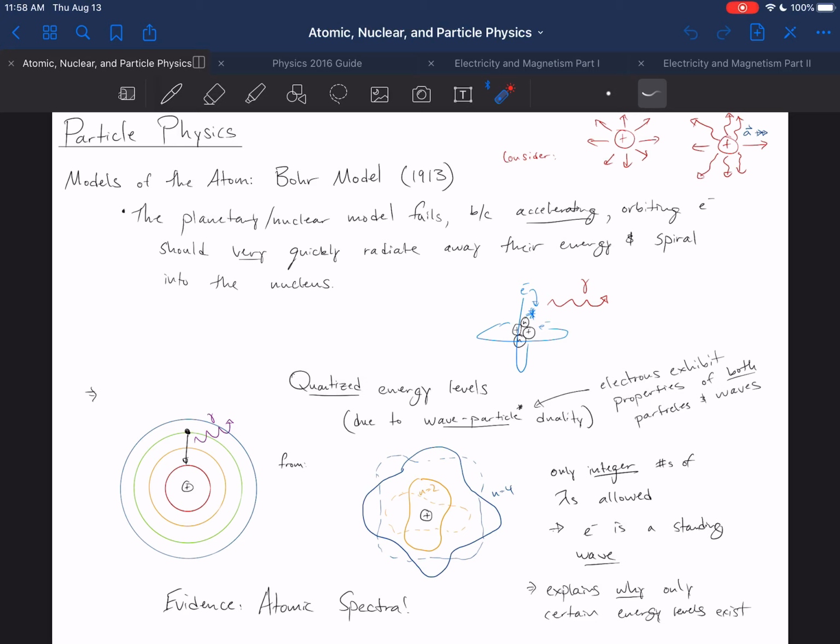So in 1913, or sort of in this time period really, there were a whole bunch of discoveries that happened around this time. But it was discovered that the planetary and nuclear model, even according to the best physics of the time, would fail. It's a very, very deep mystery because accelerating, orbiting electrons of the type that were important for this planetary/nuclear model should very, very quickly radiate away their energy and spiral into the nucleus. We're talking a fraction of a second that this should happen.